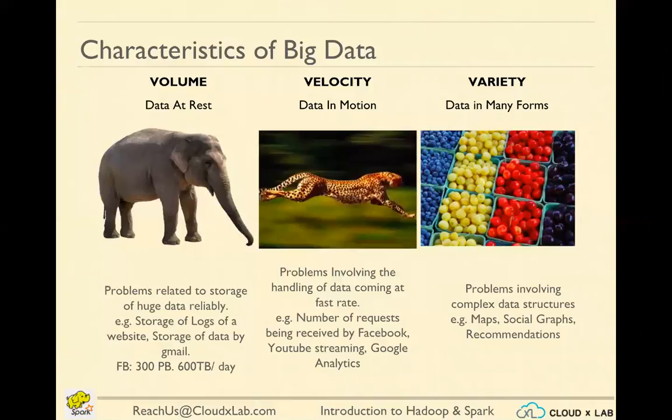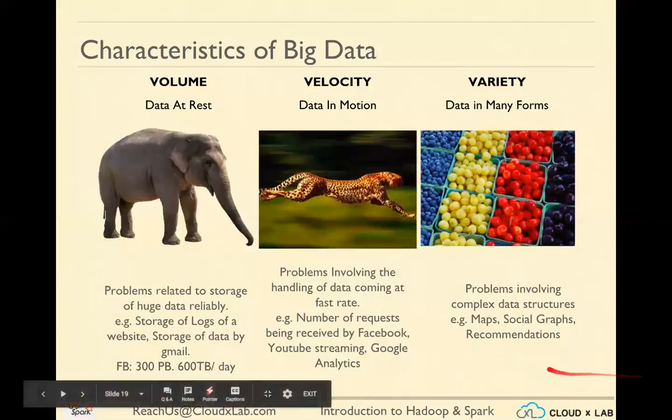Now, the third one is variety, meaning data in various forms. This is a very interesting characteristic of data. Data could be in many forms. Now, the interesting part is that sometimes the problem statement is so complex that even when there's no velocity and no volume involved, even if your data is small, you end up using distributed computing. All right.